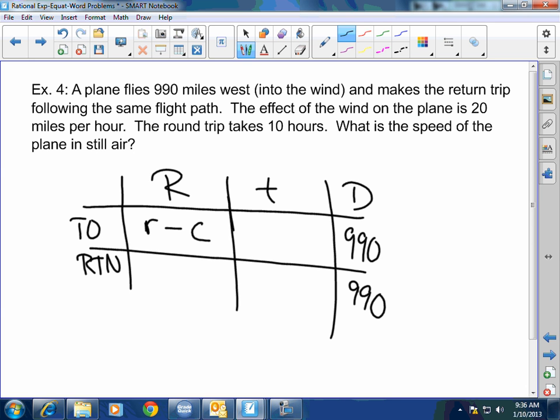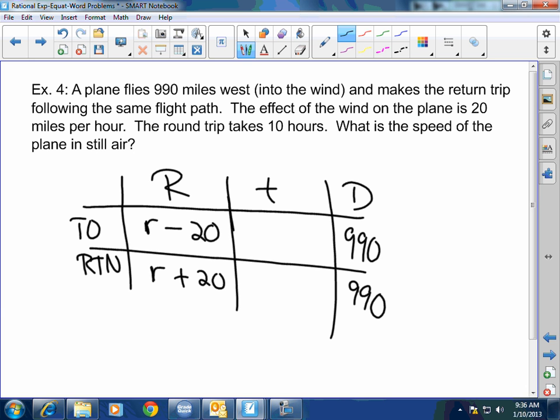The wind current, I understand that, but hold on. The wind current is C. They're going to tell me the value of that in a second, but I just want to visualize what's going on here, okay? So they figure the wind is 20 miles per hour, so yes, that C is replaced by a 20. Thank you very much. And the round trip takes 10 hours, okay? So when they're returning, you're going to have plus 20 here, okay?